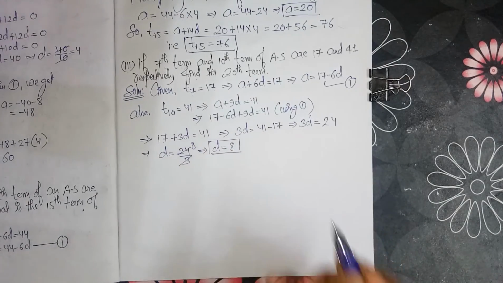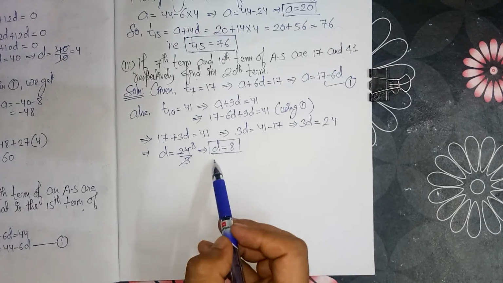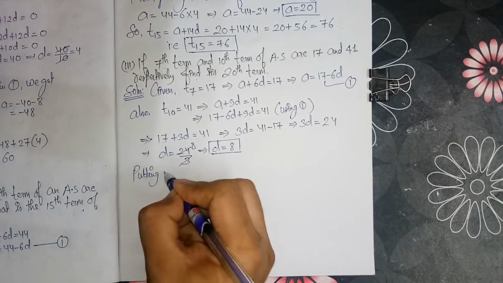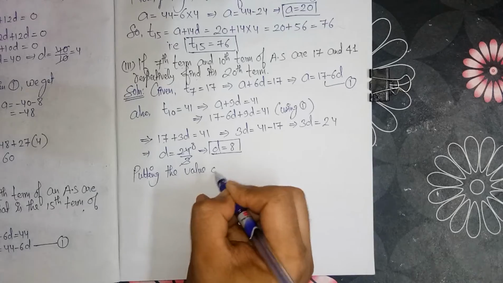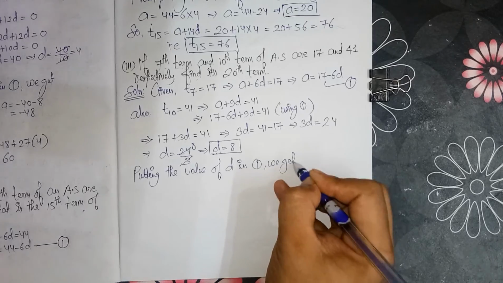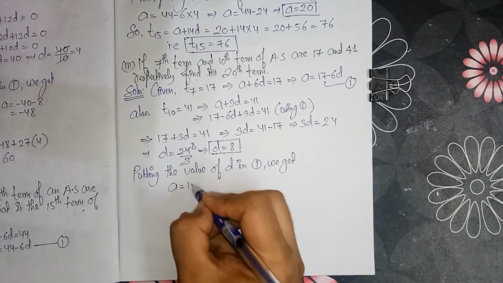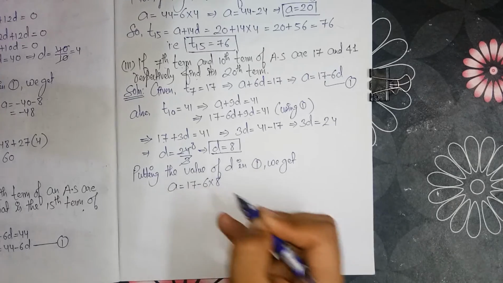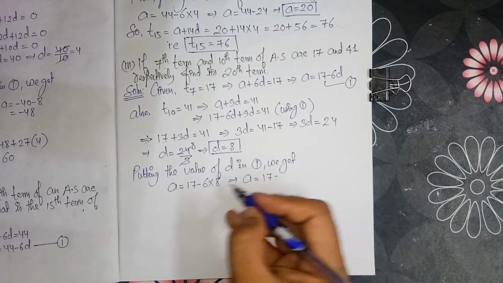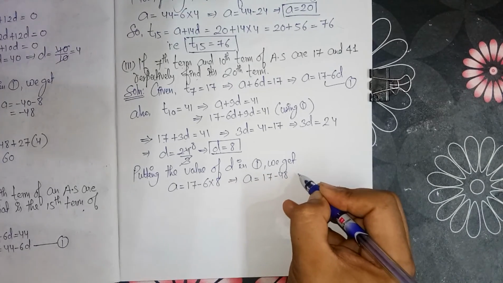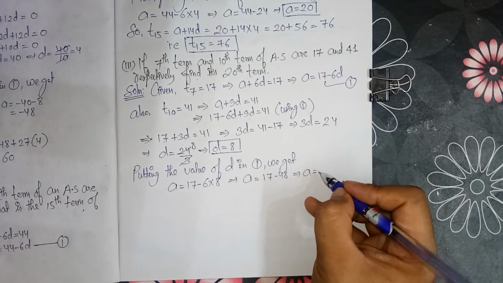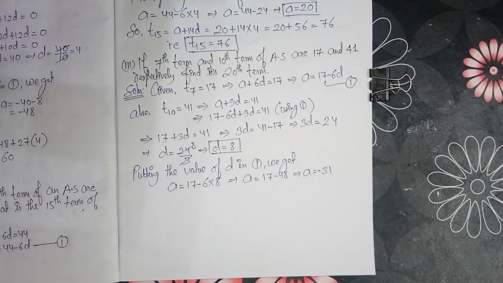So we have just got the value of d. Now to get the value of a, we have to put the value of d in equation number 1. Putting the value of d in 1, we get a equals 17 minus 6d, which is 6 times 8. 8 times 6 is 48, so a equals 17 minus 48, which is minus 31.